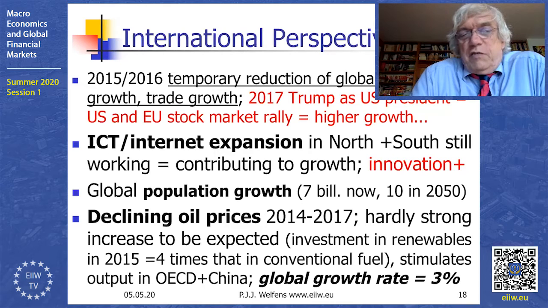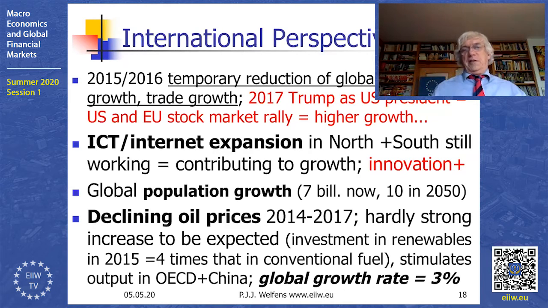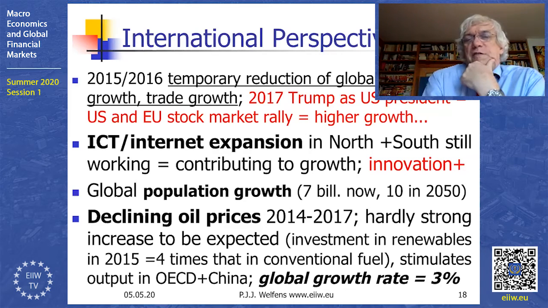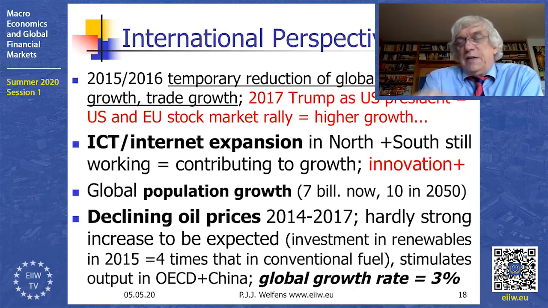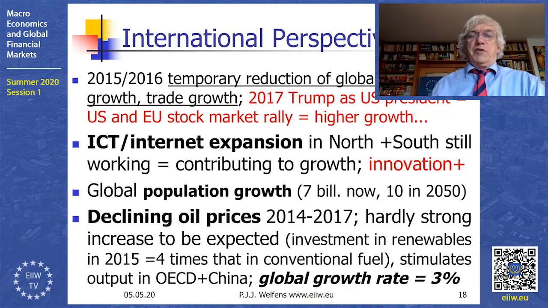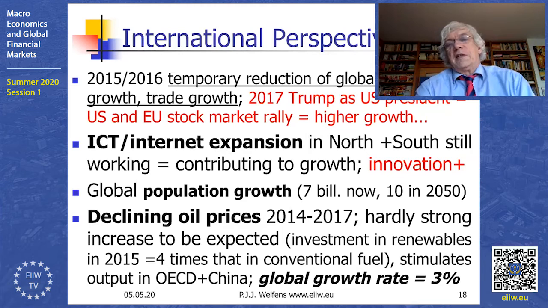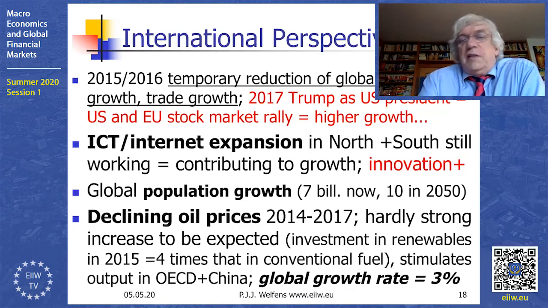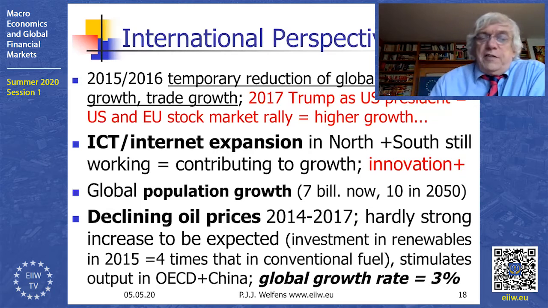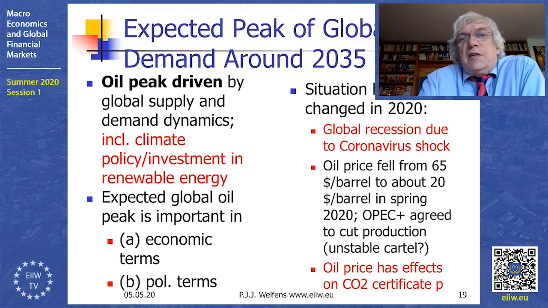So the investment in renewables in 2015 was 4 times that in conventional fuel. These are figures from IRENA, which is an international institution specializing in renewable energy. All this stimulates output in OECD and China, and a normal global growth rate is maybe close to 3%, at least as long as China has fairly high growth rates, and India actually also has high growth rates. In 2020, unfortunately, World Economic Outlook April of the IMF says we will have minus 3%. So that's of course a big shock.